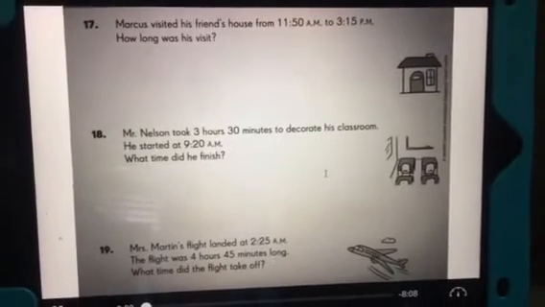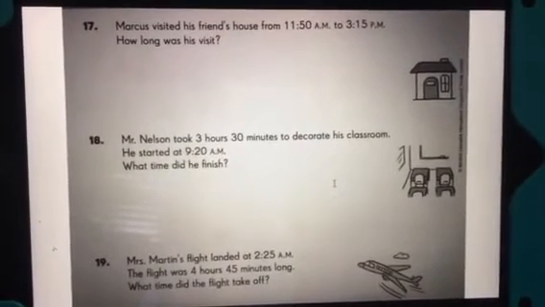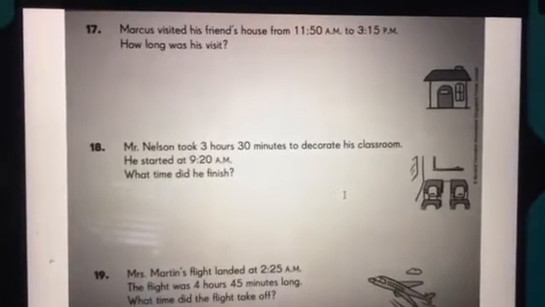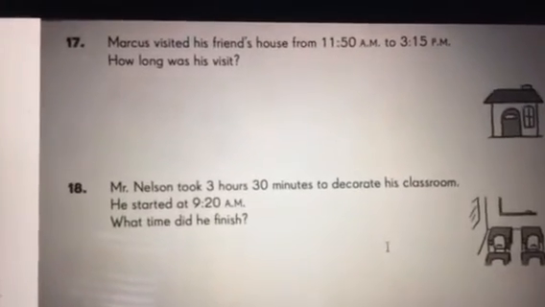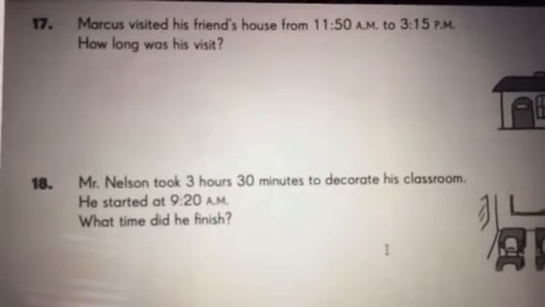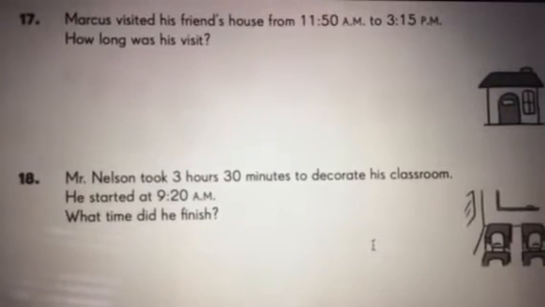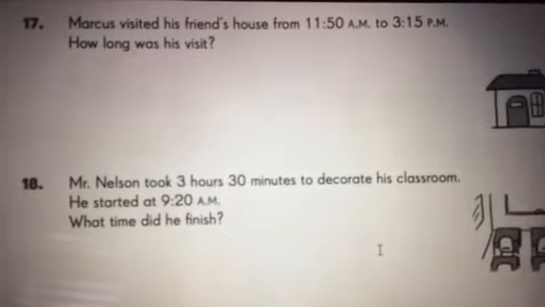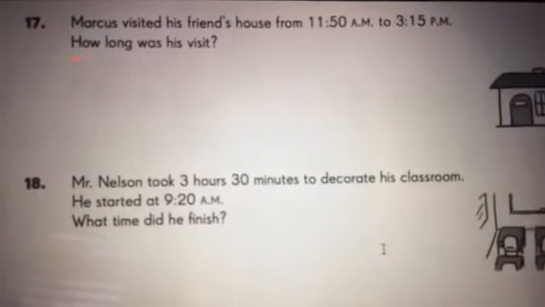We've been learning about elapsed time in math class, and elapsed time is simply just a fancy way to say how much time passed during an event. How long did something take? So let's do number 17. It says Marcus visited his friend's house from 11:50 a.m. to 3:15 p.m. How long was his visit?